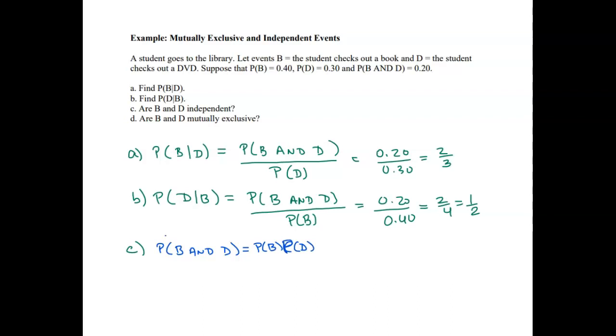Okay, so let's check this out. So this is 0.2. This is 0.4 times 0.3. These are not equal because 0.2 is not equal to 0.12. So not independent. All right, which means they're dependent.